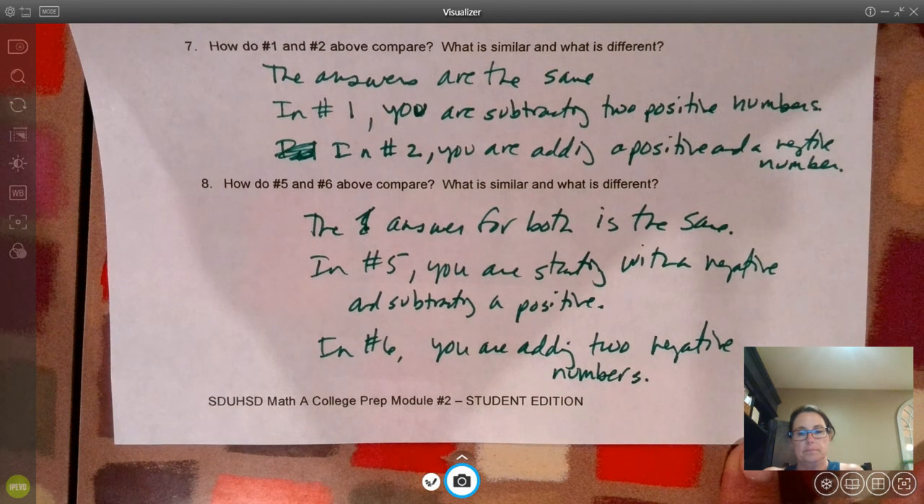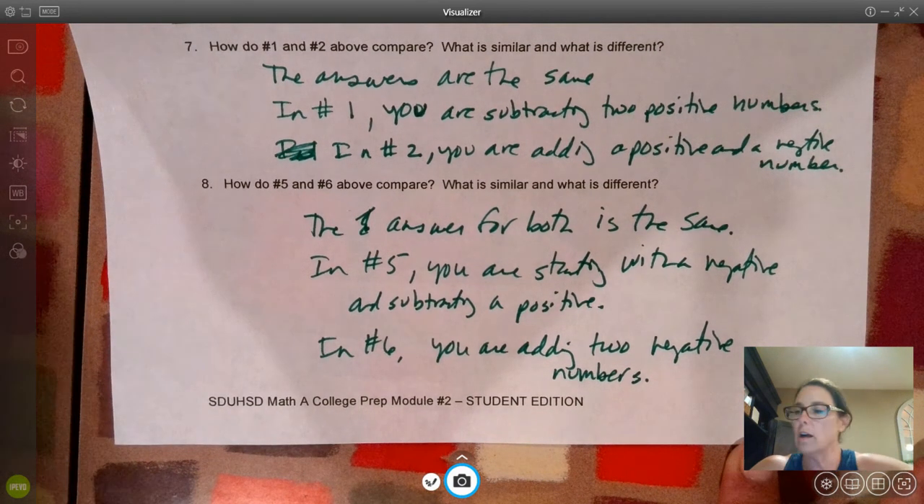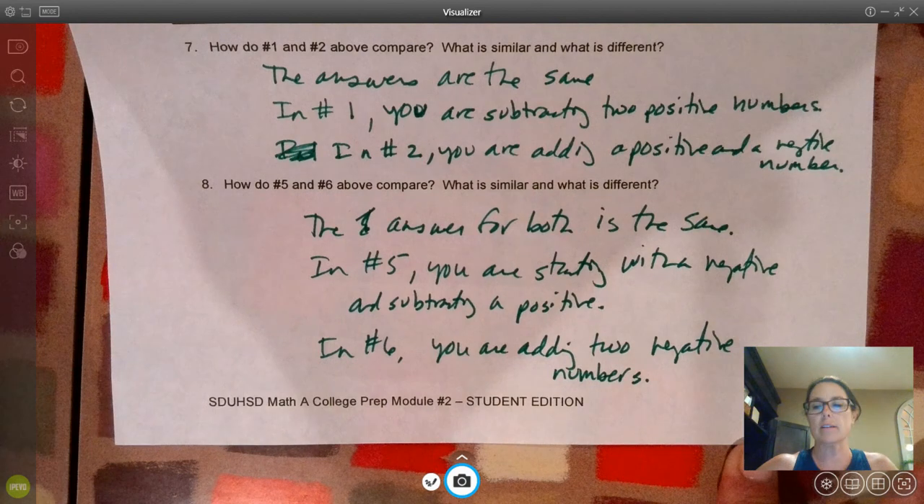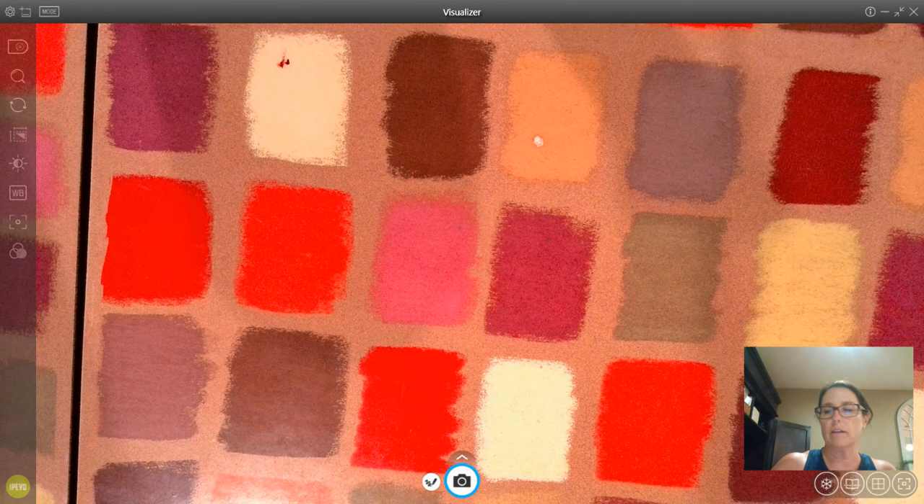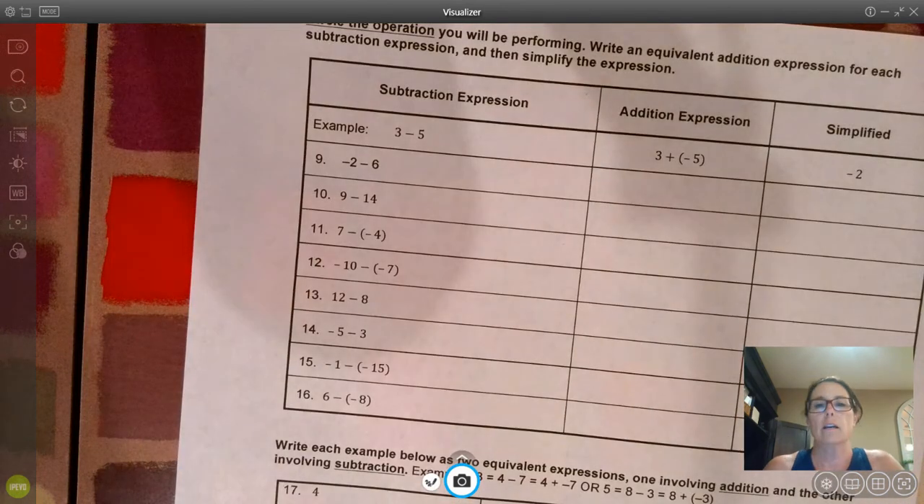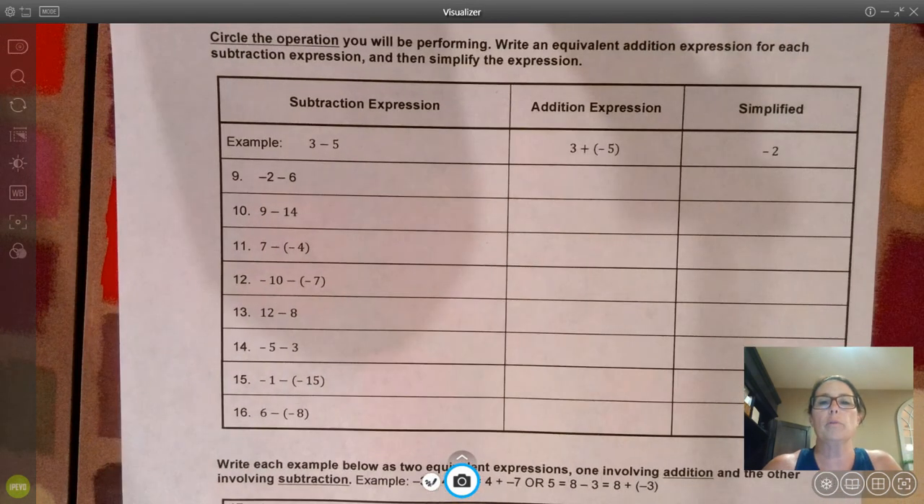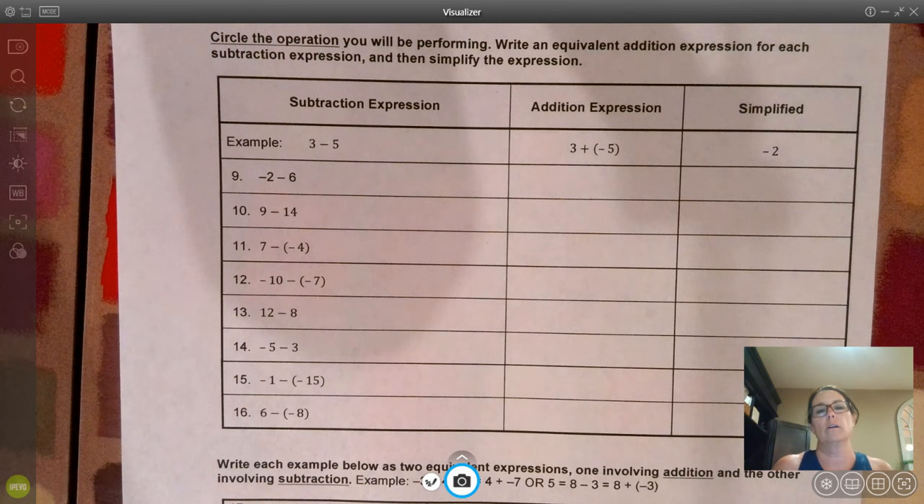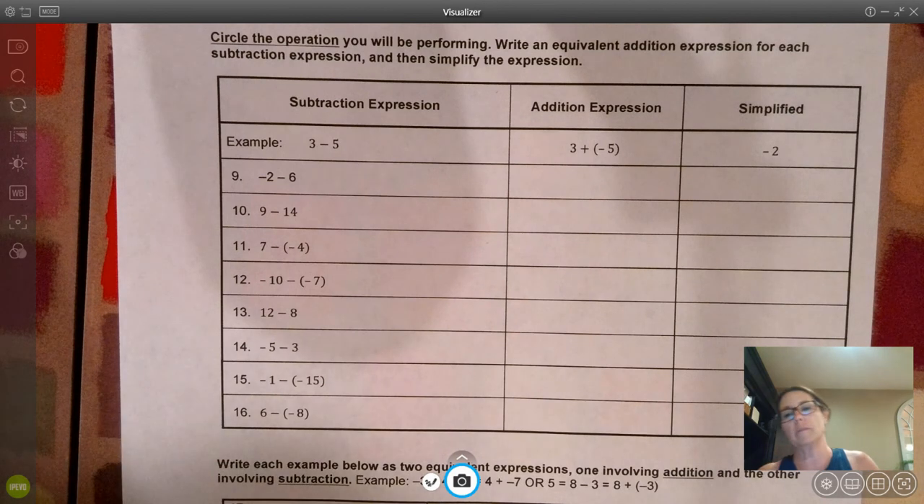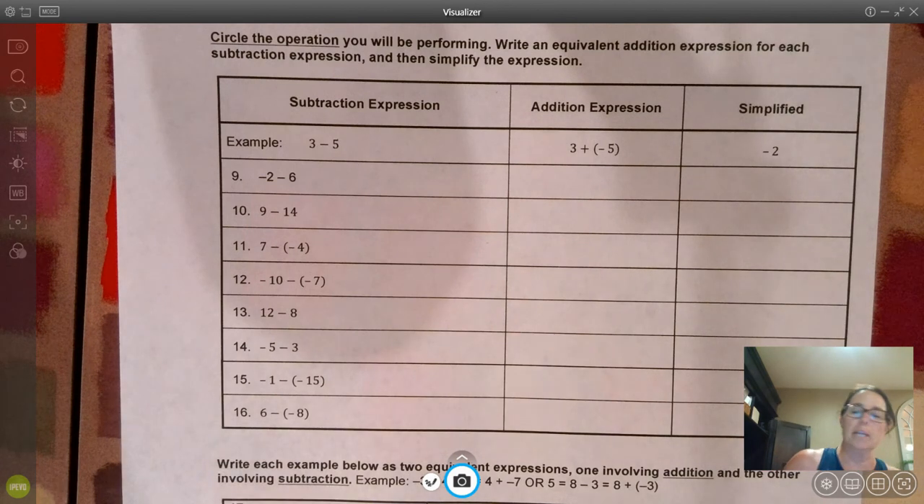Okie dokie. Now the next part of this lesson gets a little tricky. It says to circle the operation you're performing, write an equivalent addition expression for each subtraction expression, and then simplify. From what we just did, we got the same answers, but one was a subtraction problem and one was an addition problem. So it's really important.